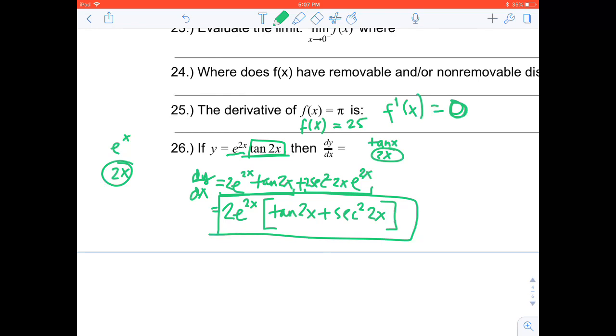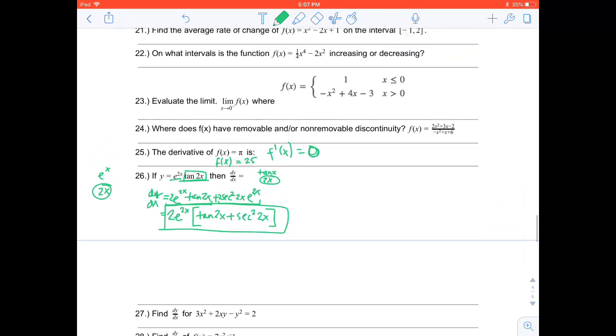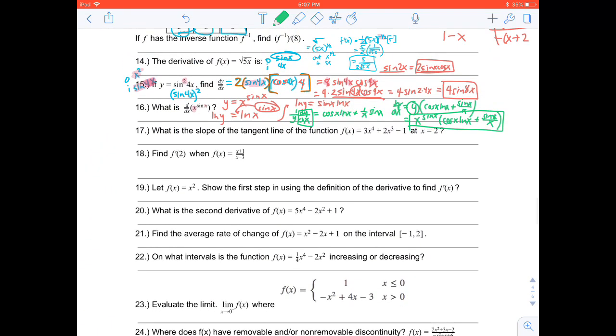Okay, so that was a fun one. Let's see here, 17, 19, and 21. 17, what is the slope of the tangent line of the function f of x? Slope is derivative. So this is just asking us to find the derivative, because the slope of the tangent line, the way we always find that is just taking the derivative and plugging in the x value. So that's all we need to do in this case.